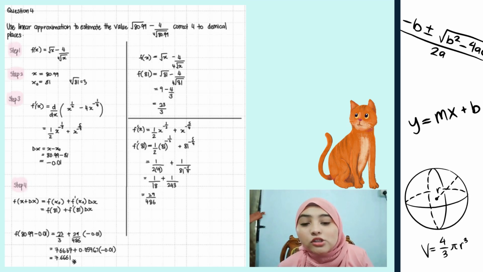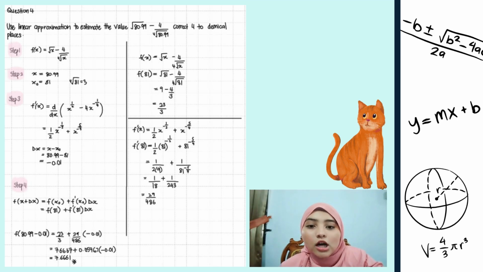Step 2, we choose a value near 80.99 that gives nice square roots and 4th roots. We choose x naught equals 81. Why? Because the square root of 81 equals 9 and the 4th root of 81 equals 3.